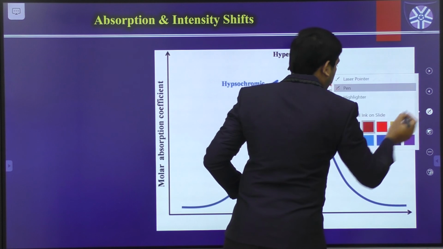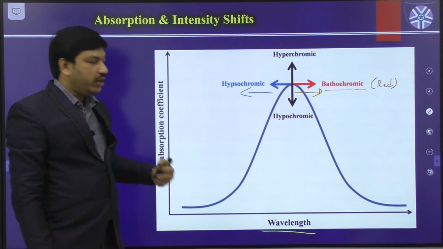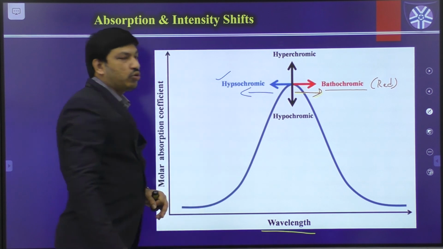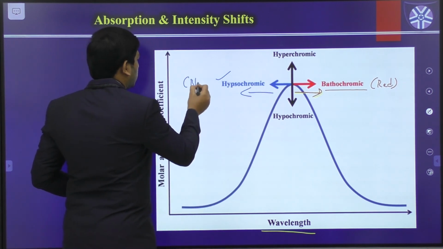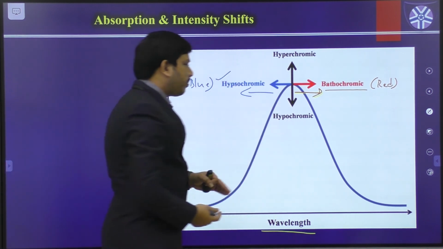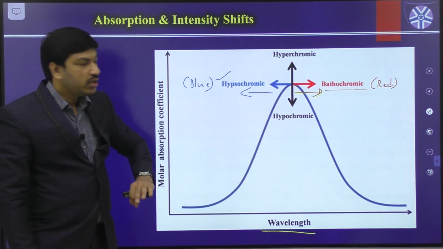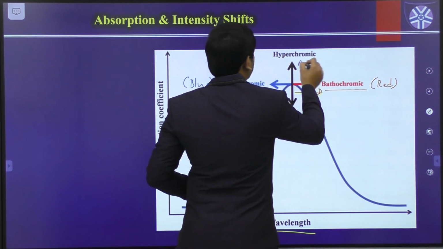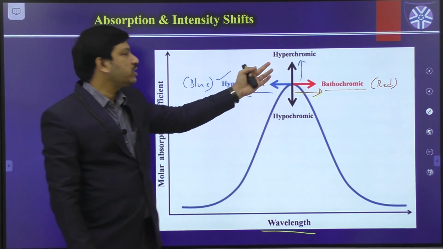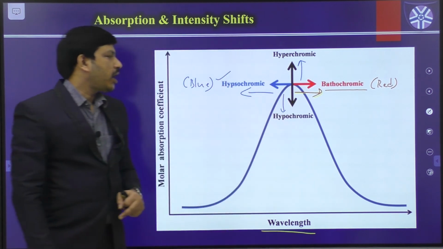If the absorption peak shifts to lower wavelength, that is called hypsochromic shift. This is also known as blue shift. In some cases, due to the presence of additional groups, the absorption intensity increases or decreases. If the absorption peak intensity increases, that is known as hyperchromic shift. If the absorption intensity decreases in this manner, that is called a hypochromic shift.